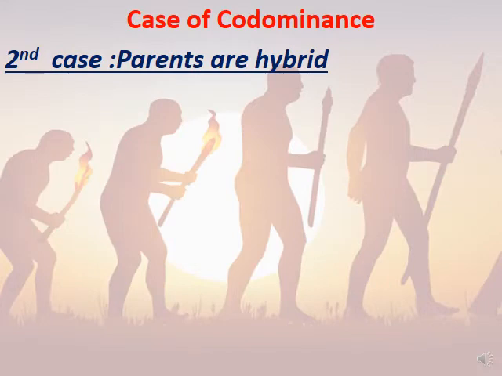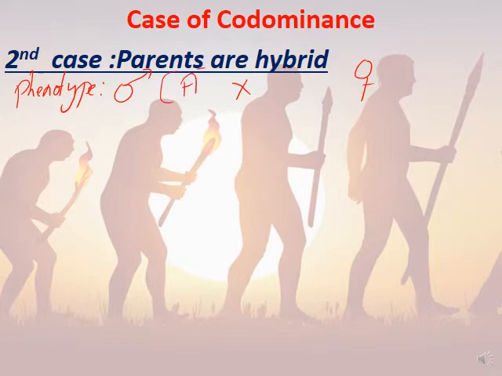Now we move to the second case where the parents are hybrid. Hybrid for the blood group A, what will be the genotype? And hybrid for the blood group B, what will be the genotype? To start, we follow the steps of the factorial analysis as we did before in the first case where the parents are pure. Let's start first with the phenotype. Phenotype, male cross female. We said that the father has blood group A, and here we have blood group B.